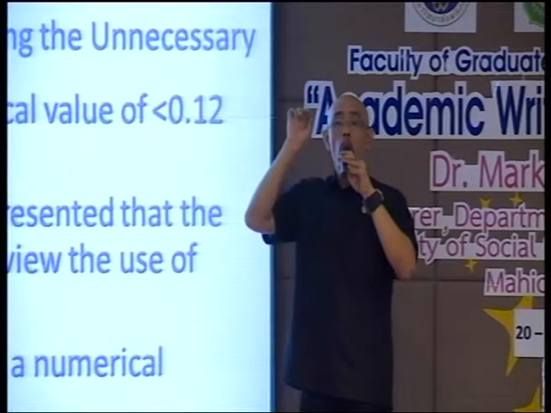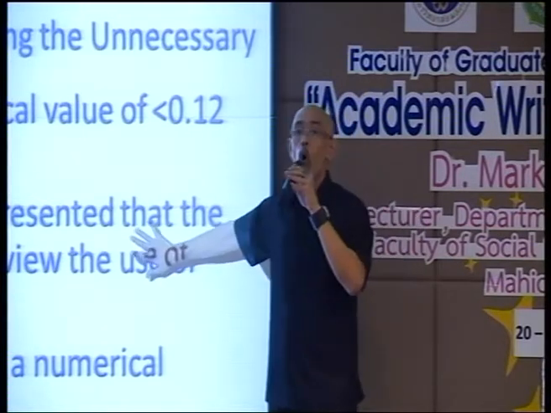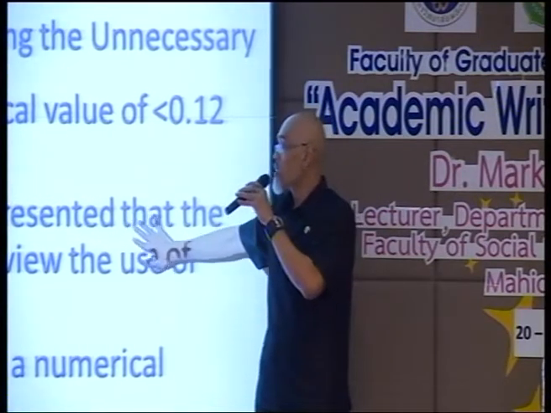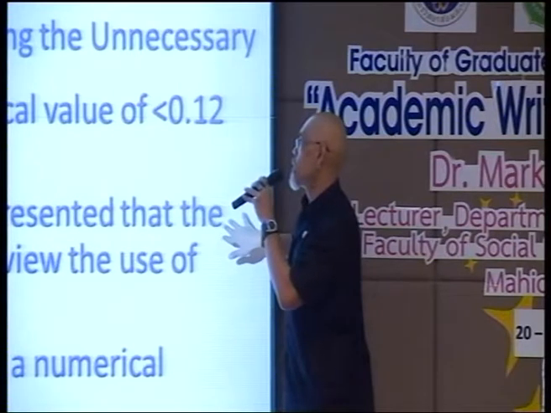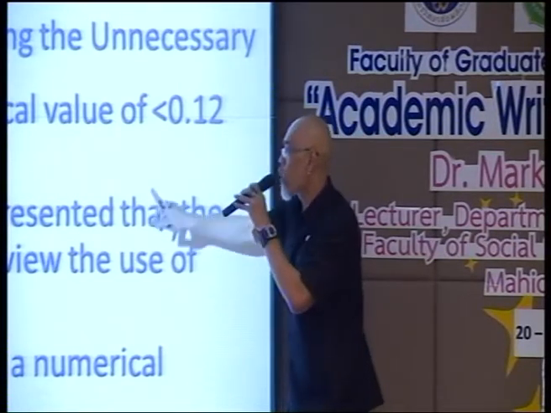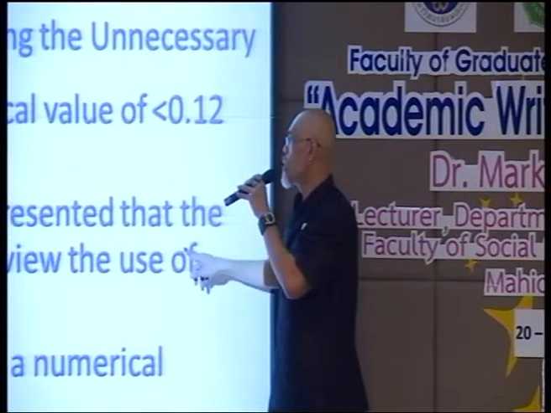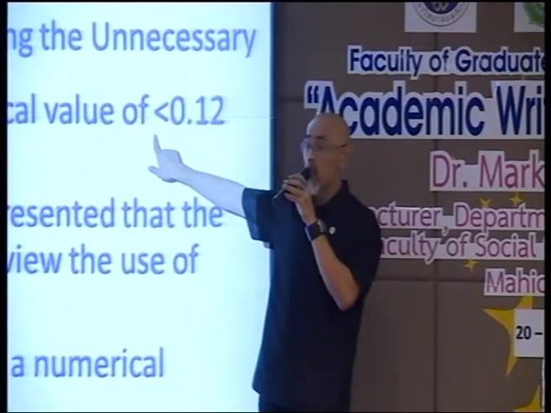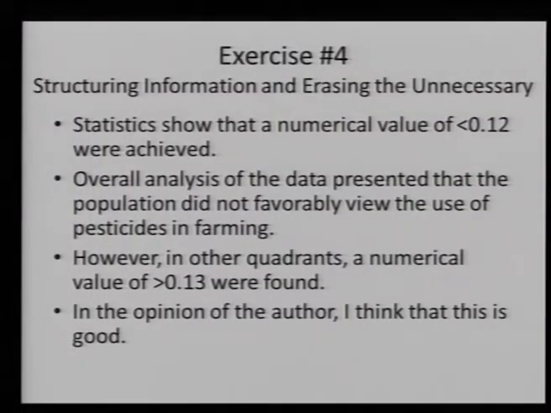Ladies and gentlemen, begin with an overall statement for your paragraph. Overall analysis of the data presented that the population did not favorably view the use of pesticides in farming. 1. Statistics show that a numerical value of 0.12 were achieved. However, in other quadrants, a numerical value of more than 0.13 were found. Here's the question. What do we do with this statement?